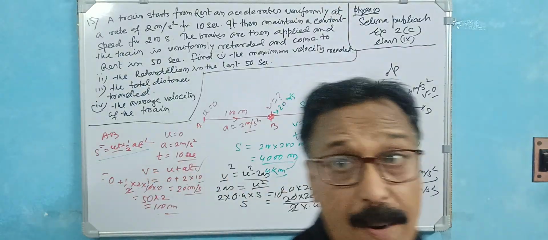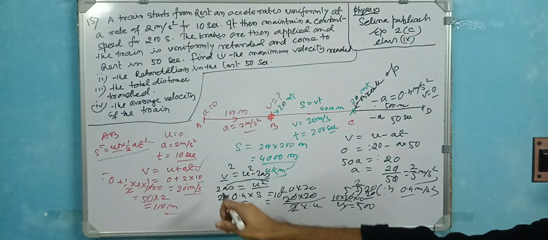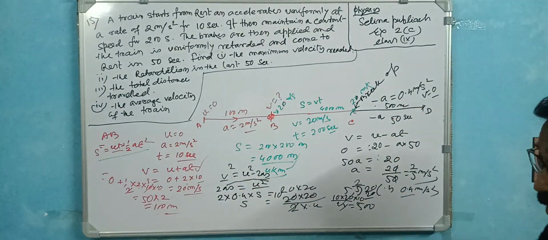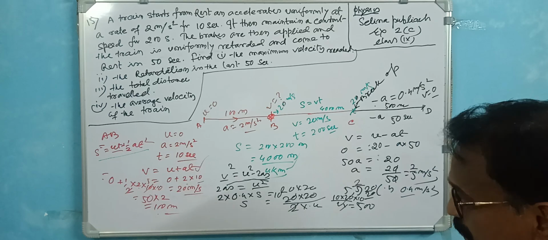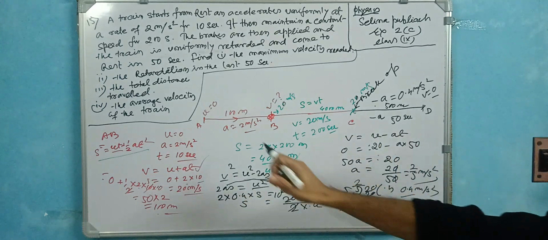Which formula do you apply? V square is equal to u square minus twice as, because you know v is 0. When applying the brake, v is 0 here. You know u is 20 meter per second, a you know from there, and s is the distance.